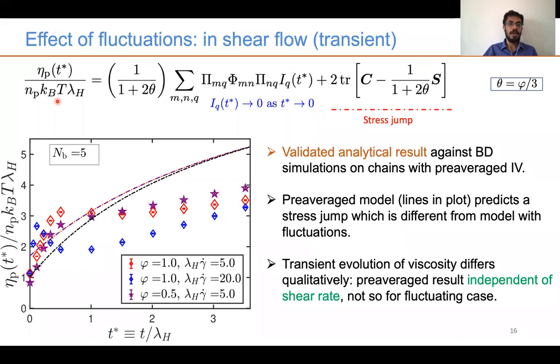We have been able to derive analytically an expression for the transient evolution of viscosity for chains with pre-average internal viscosity. And we have validated these results by comparing against BD simulations on chains with pre-average internal viscosity. So the lines in these figures are the pre-average results, and the symbols are BD simulation results on chains with fluctuating internal viscosity. While both models predict the occurrence of a stress jump, they differ in their magnitudes of the stress jump. Furthermore, the qualitative trend in the evolution of viscosity is also different for the two models. Let us now look at what the steady shear predictions look like.